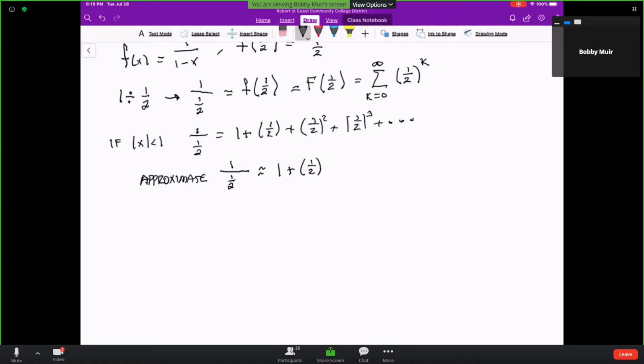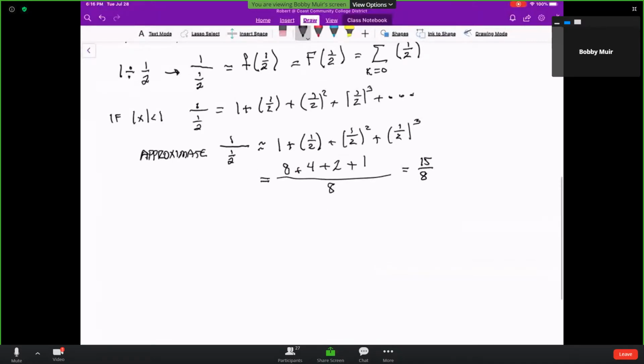1, 1/2, 1/2 squared, 1/2 cubed. So our approximation for the square root of 1/2 is going to be 8 plus 4 plus 2 plus 1 all over 8. You like how I did all that in my head just like that? Okay. And this number is 10. This is going to be 15 over 8.